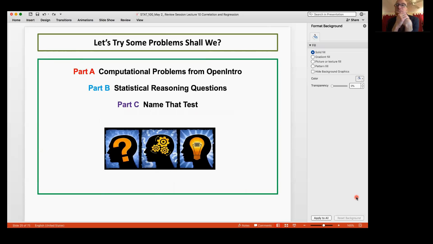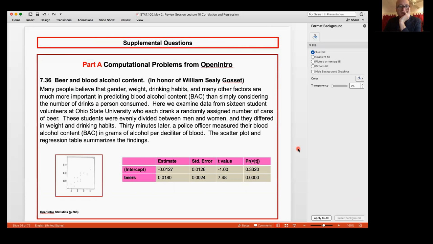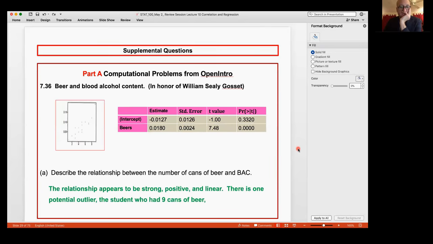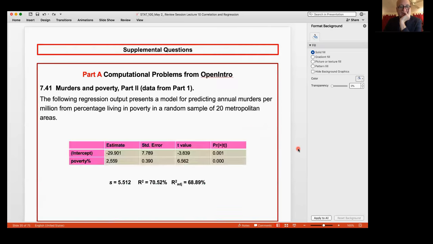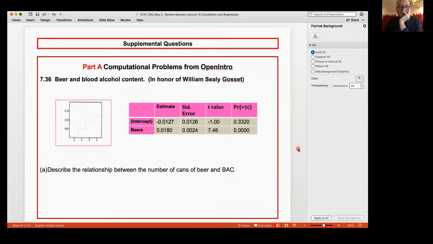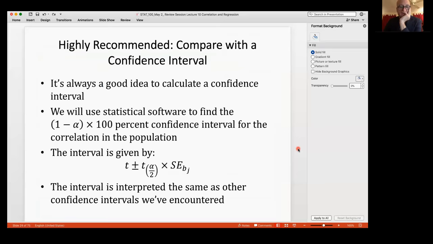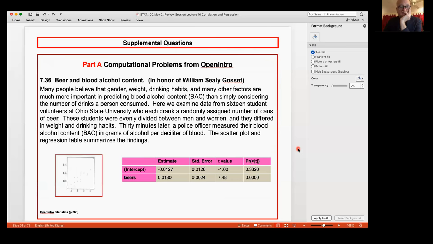Computational problems from OpenIntro, statistical reasoning questions. We also talk about name that test. Let me see if we have enough time. We don't actually have enough time to go through these too quickly. I'm going to go through these, if you don't mind, pretty quickly. Let's talk about some of these questions.